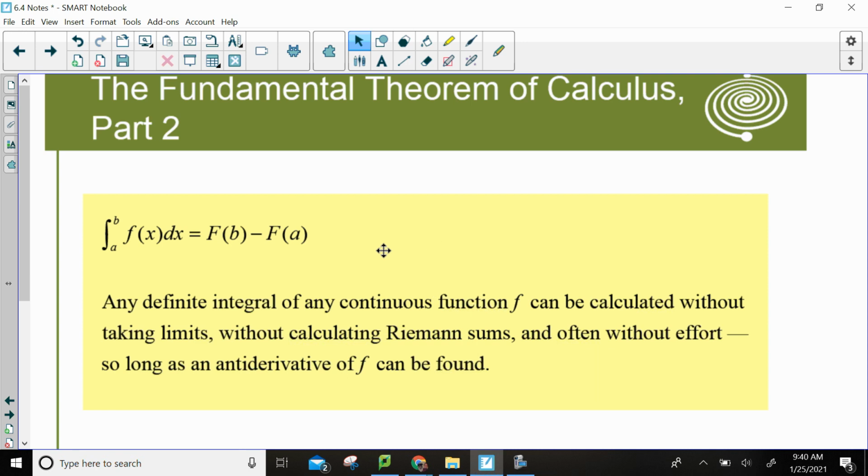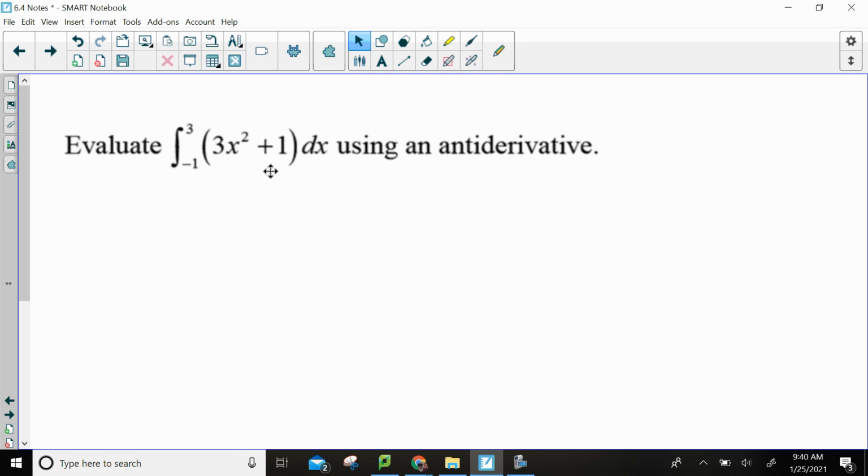So any definite integral of any continuous function f can be calculated without taking limits, without calculating Riemann sums, and often without effort, so long as an antiderivative of f can be found. So antiderivatives, we have started, but the more you do, the better you'll get. We're going to do this one as an antiderivative.